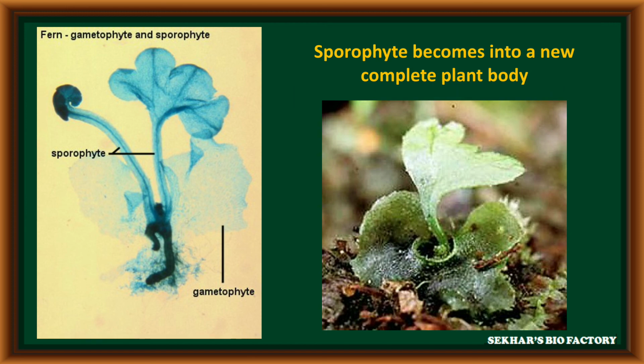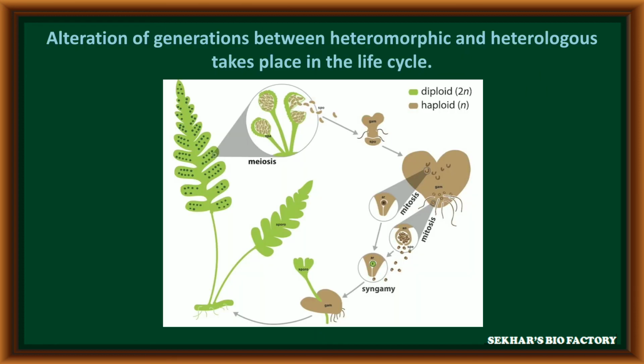After its development, the sporophyte becomes a complete plant with a sporophytic plant body. In the life cycle of pteridophytes, alternation of generations, heteromorphic and homologous, takes place alternately. These are the general characters of pteridophytes.